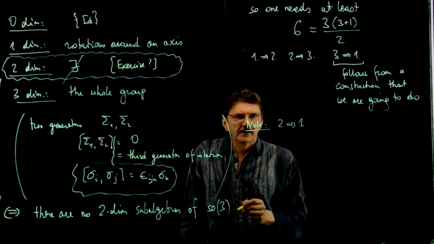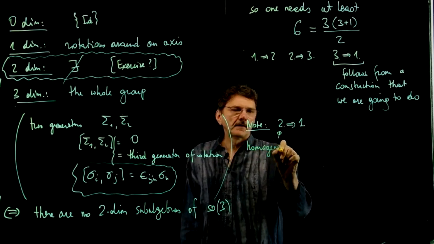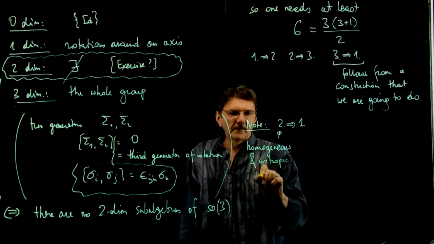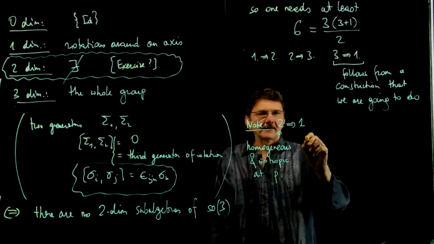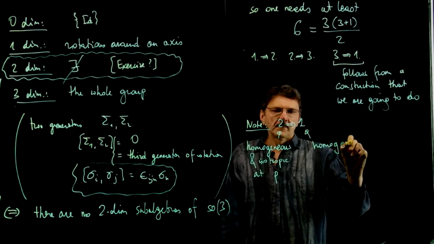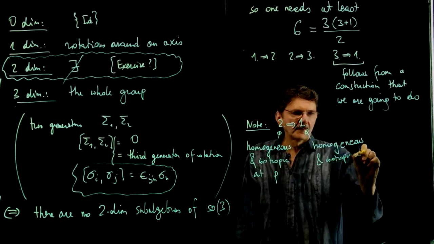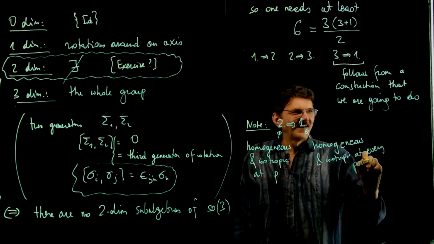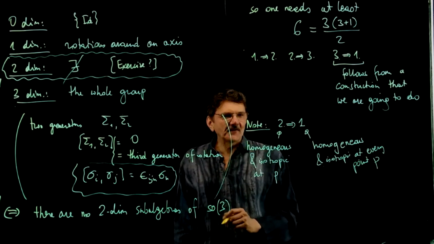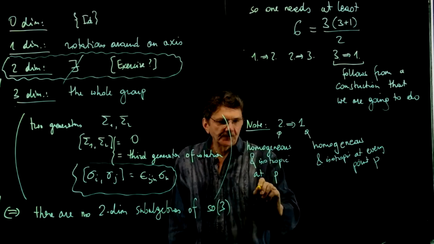In other words, so this was homogeneous and isotropic at one point. And this is homogeneous and isotropic at every point. So I like this proof, so I need to show it to you. And so the way it goes is as follows. So we assume two, want to show one.